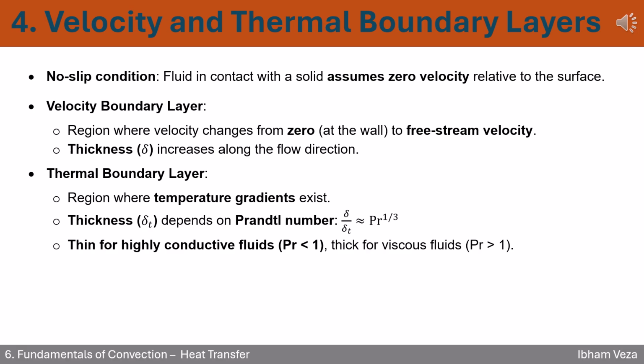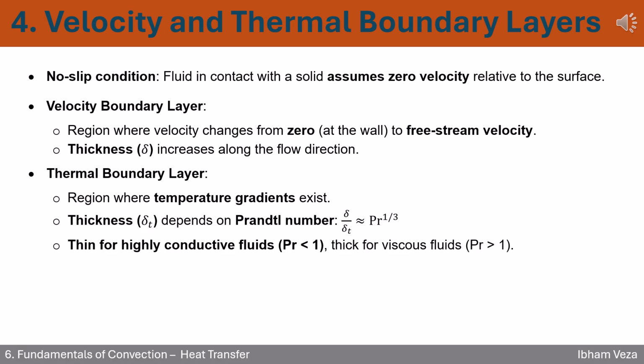4. Master boundary layers to understand convection. Let's break down boundary layers, a core concept in convection. No slip condition means fluid at a solid surface has zero velocity. It sticks to the surface. Velocity boundary layer is where velocity shifts from 0 to the free stream value. As you move downstream, this layer gets thicker.